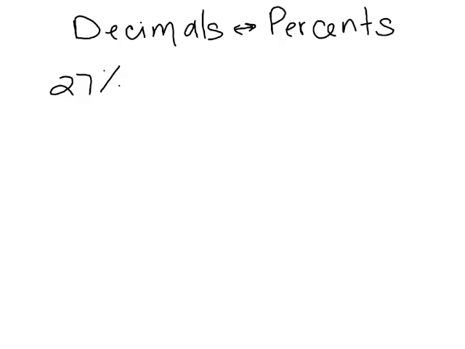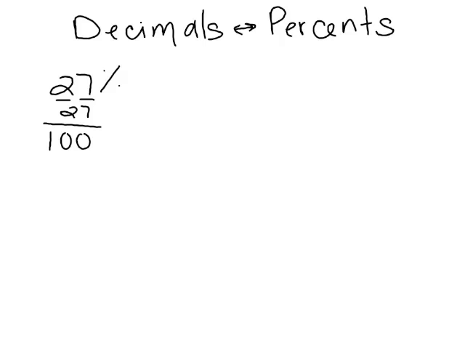Percentages are out of 100. So the easiest way to remember this is count the number of units here. I have 2 places, so that means I need 2 zeros. So 27 over 100. I converted from a percent to a fraction, and then converting to a decimal is still using 100. So I have 2 zeros in 100.